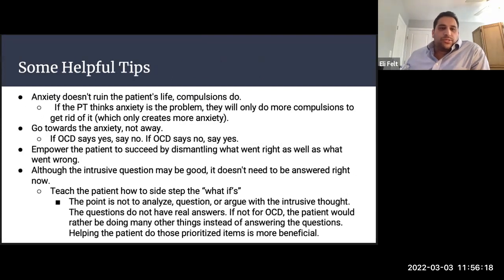Some helpful tips. So I put together these are the things that I think separate the basic practitioner from someone a little bit more advanced with this stuff. And hopefully this will be helpful for everyone.